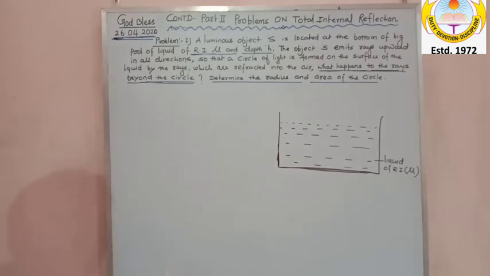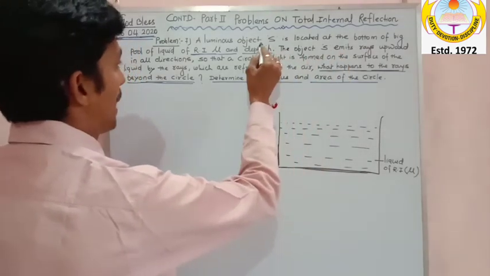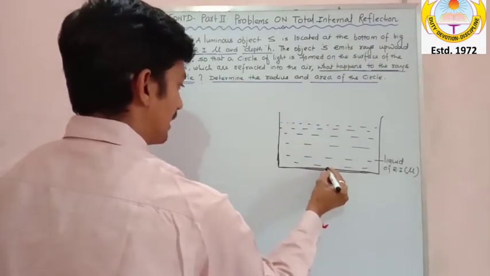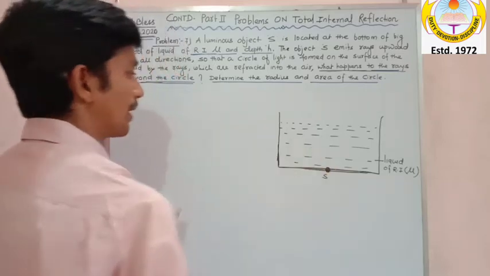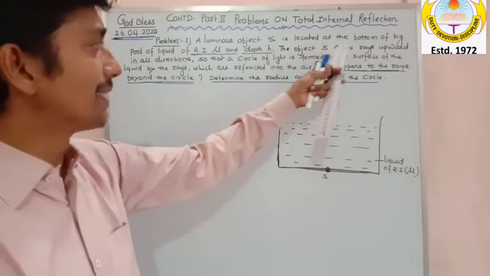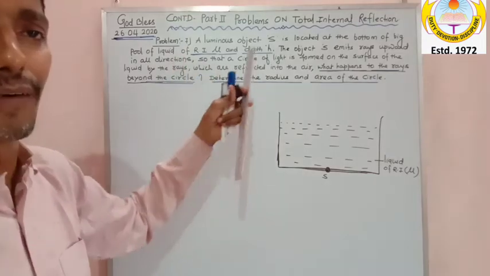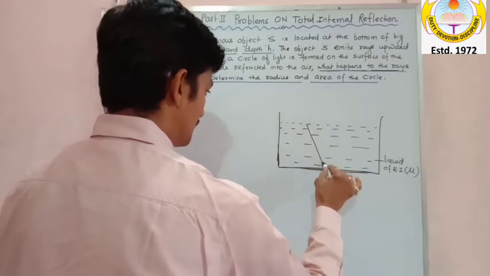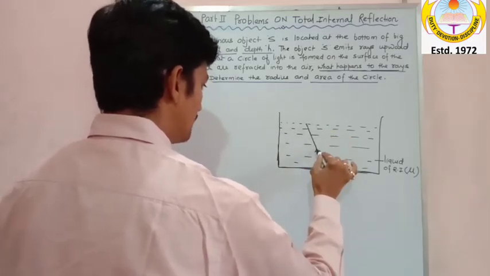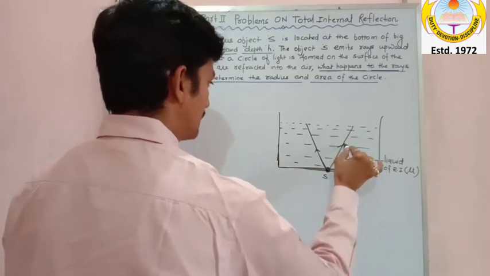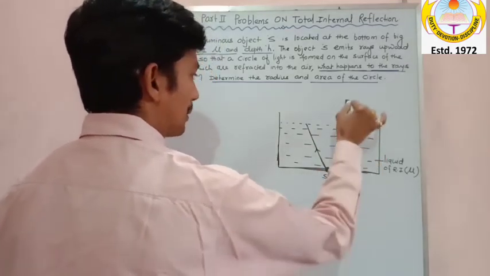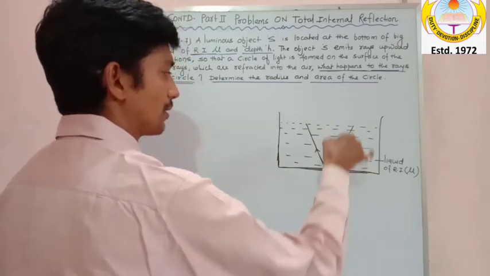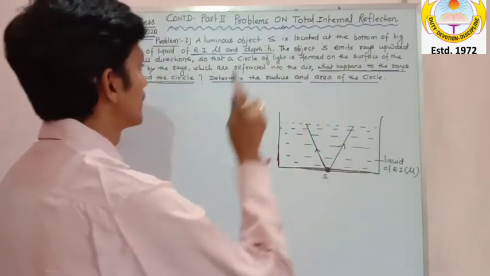And here, my dear, according to the question, the object is kept at the bottom of this. A luminous object is kept at the bottom. So here I have kept the object, and this is your S. Now, my dear, the object S emits rays upward in all directions. It emits a ray here, and it emits rays in all directions.